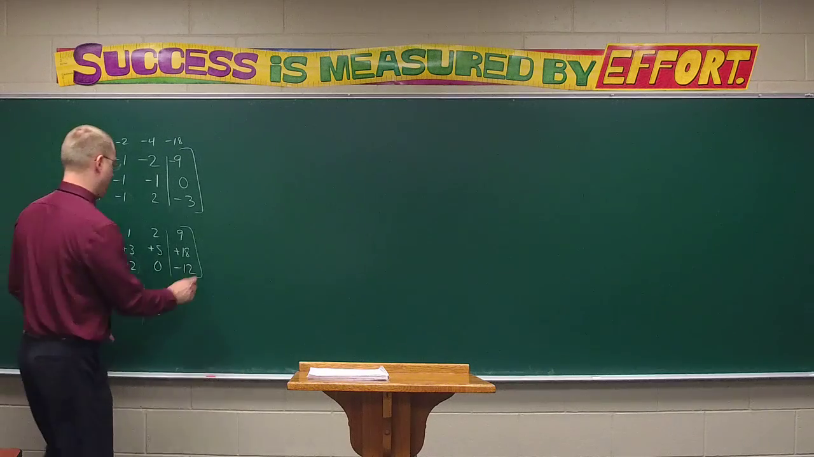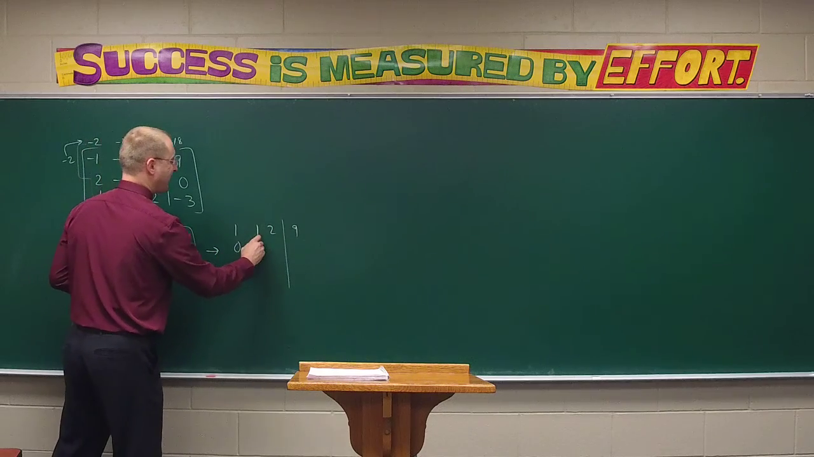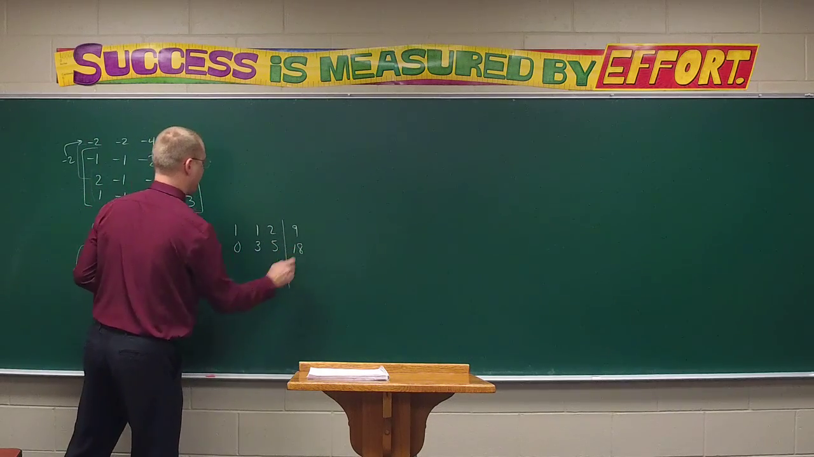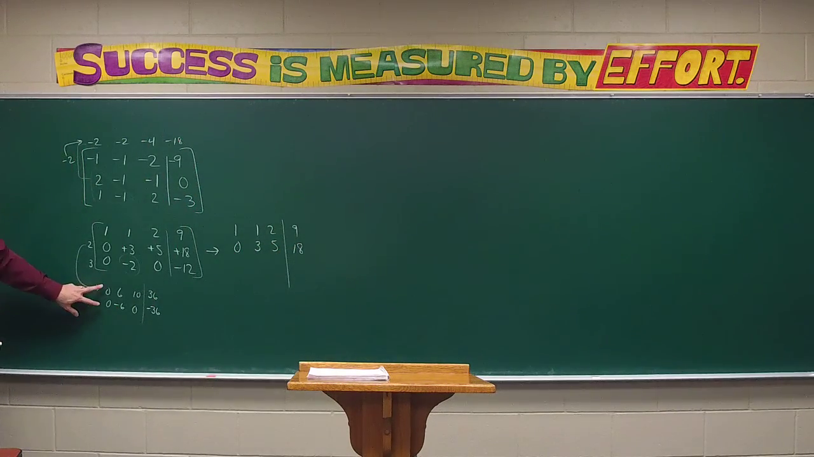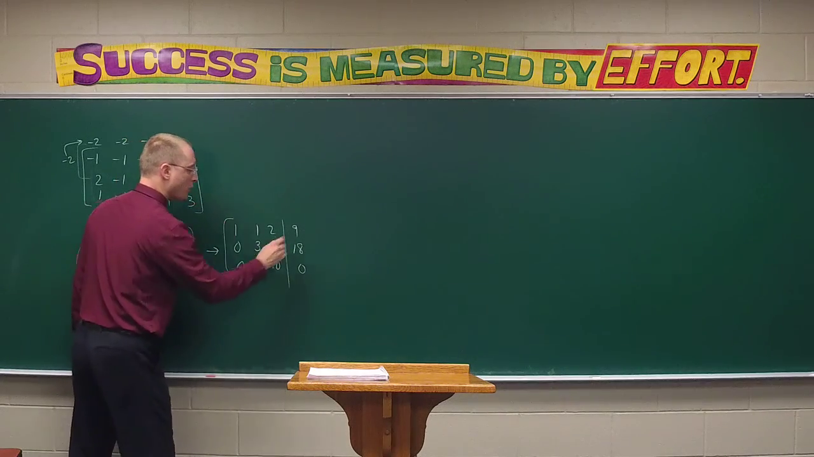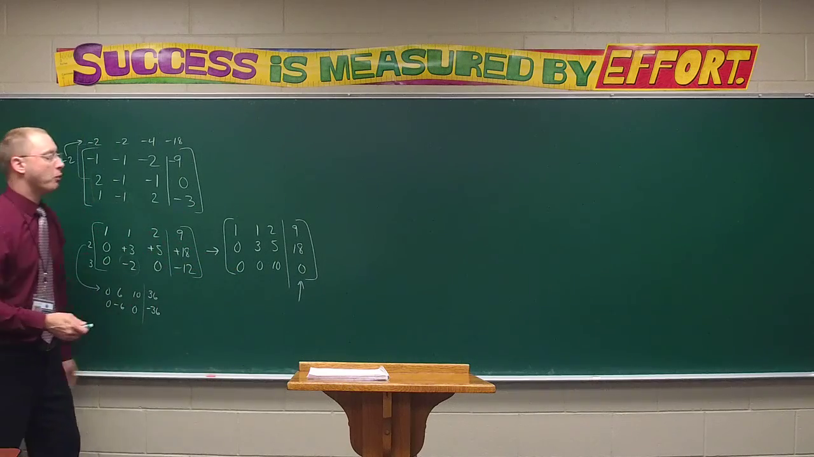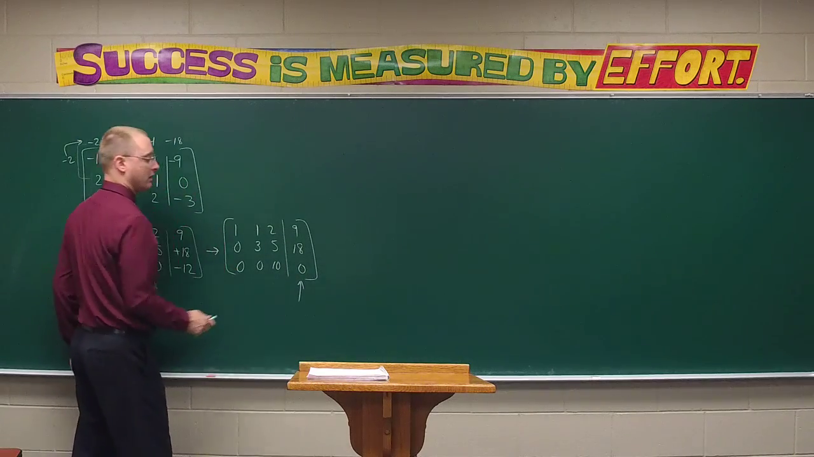All right, so I'm going to keep the 1, 1, 2, 9. I'm going to keep the slightly changed 0, 3, 5, 18. But my bottom row becomes the sum, and interestingly enough, 0, 0, 10, 0. I don't know that we've seen one like this before where you ended with a 0. But what does that mean, Abby?